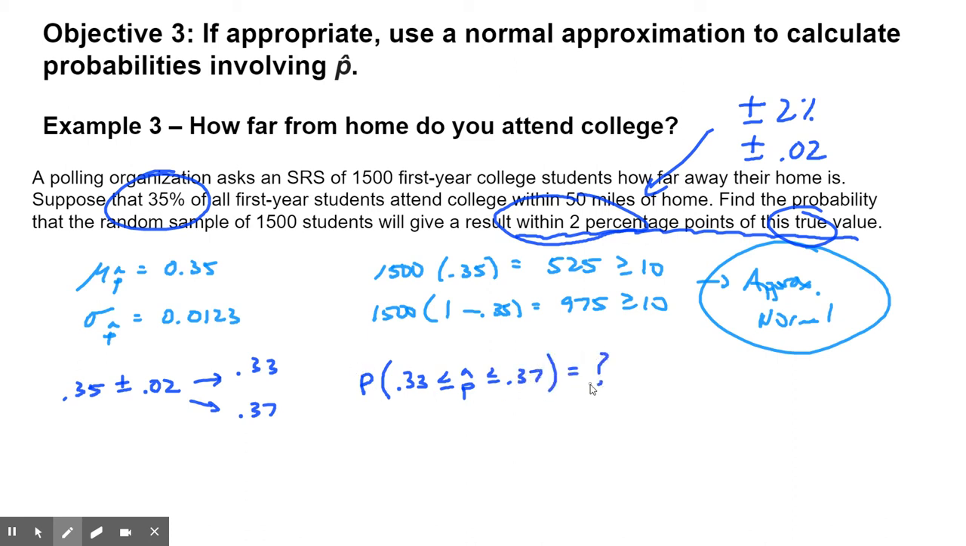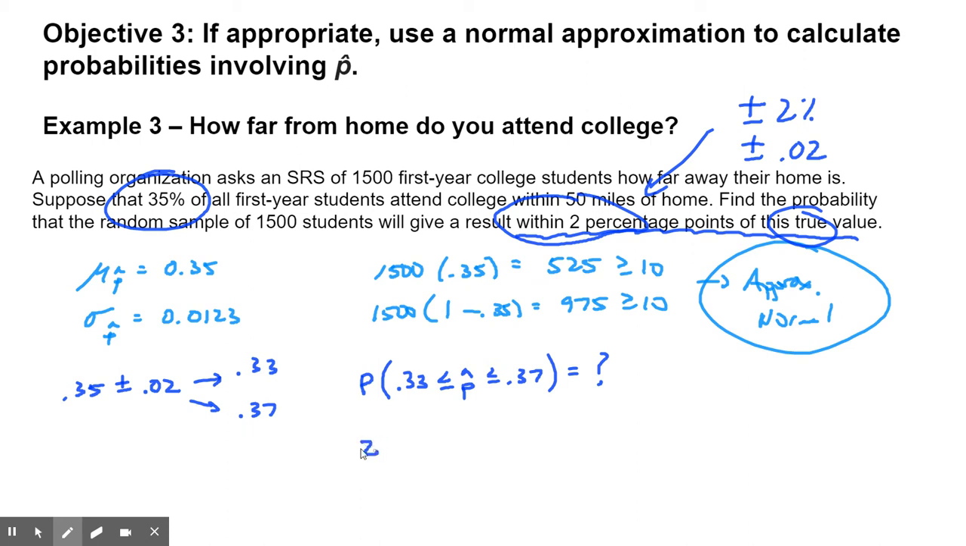What is this probability? Now, you know on your stats applet, we do have the ability to find probabilities in between two values. So that's what we're going to do. But now it's time to standardize this, right? So this is my probability statement from the context. Now I want to standardize this so I can use the standard normal distribution.